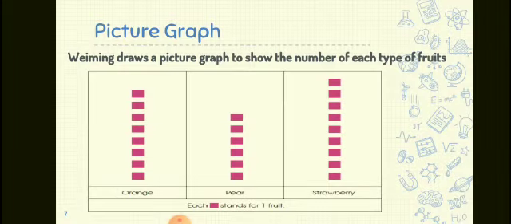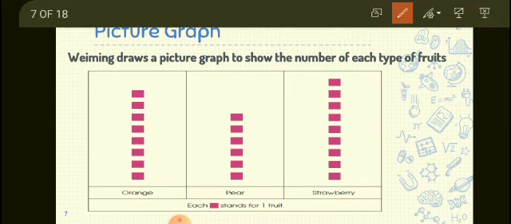This is a picture graph, and I take this from your textbook of grade 3. There are some fruits that you can see through the picture graph. Each picture here stands for one fruit. So how many oranges are here? You just have to count: 1, 2, 3, 4, 5, 6, 7, 8. So 8 oranges, 6 pears and 9 strawberries. This is the picture representation. Now we are going to study this pictorial representation through a bar graph.